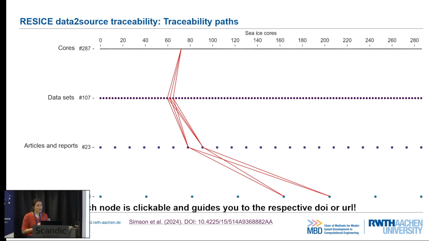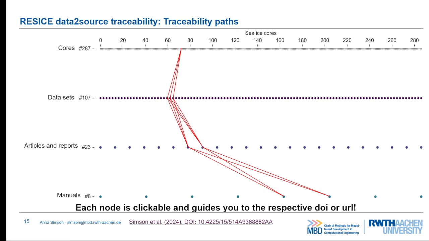So this is one path of one of these YAML files. The x-axis is again ice cores or YAML files, and this YAML file here at the top gets data from 3 data sets, from 2 articles and reports, and from 2 manuals. So it reveals how the data is stored, also by the people who collected the data.